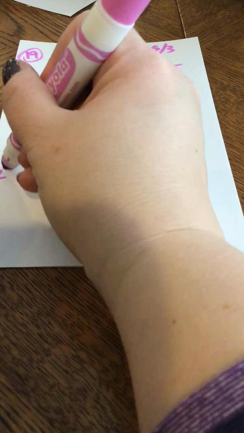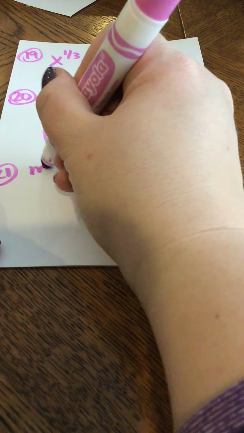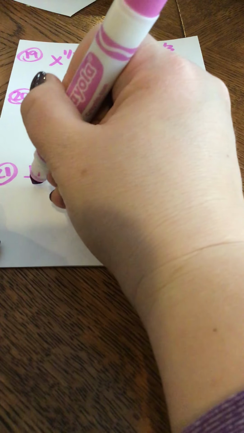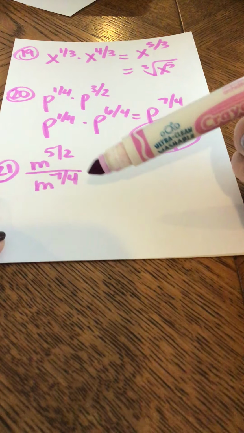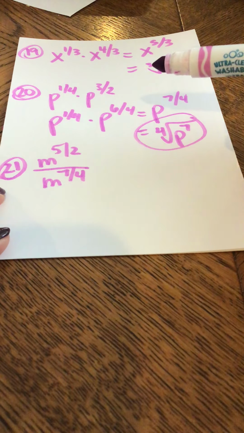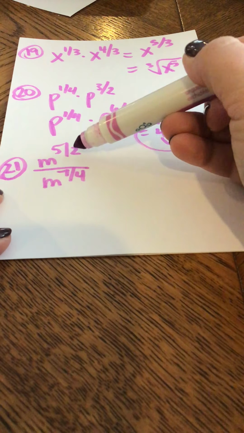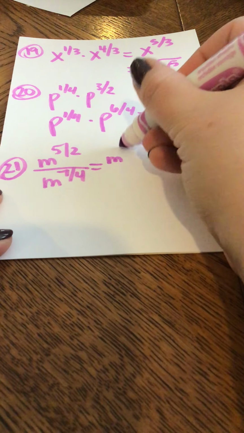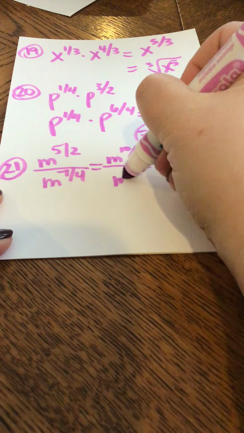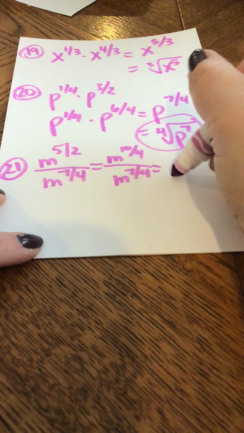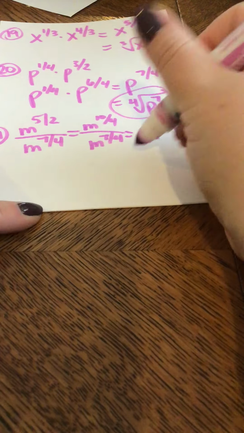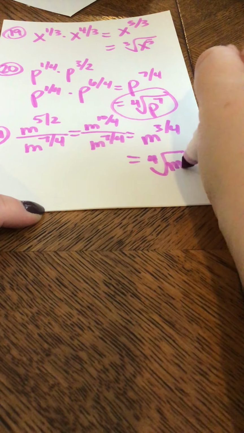Number 21. So division. I've got m to the 5/2 over m to the 7/4. Again, can I currently subtract 5/2 and 7/4? Now, if you go back to middle school, we may have forgotten how to come up with a common denominator, but my common denominator would be 4. So my top would be 10/4. My bottom would be 7/4. And then I can subtract these. So 10/4 minus 7/4 would be 3/4, which then I can rewrite as a radical.